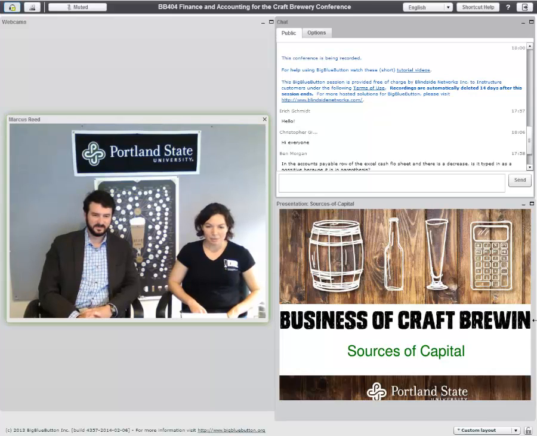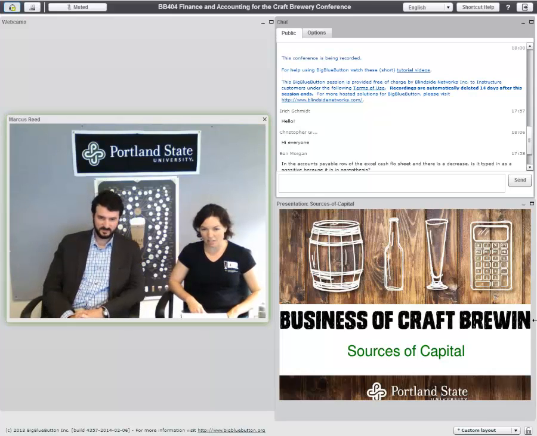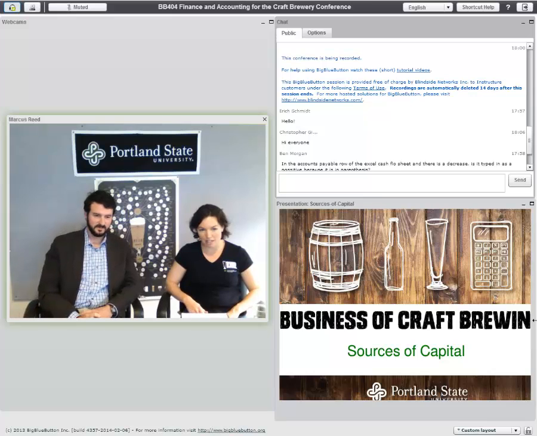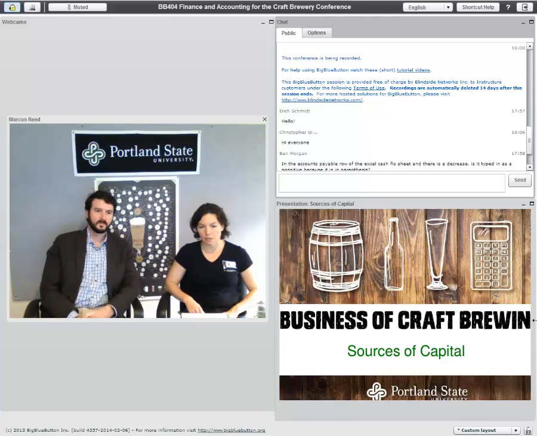The AP row, there's a decrease. Is it typed in as positive because it's in parentheses? Okay, so if a number is in parentheses, then that means that it's a negative amount, not a positive amount.